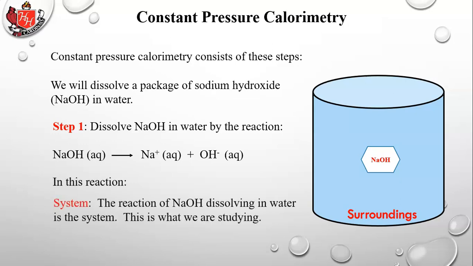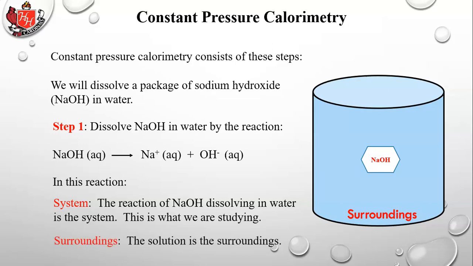In this reaction, the system. So now we've got to define what is the system and what is the surroundings. The system is the reaction of the NaOH dissolving in water. This is what we are studying. So it's not the NaOH itself. It's not the mass of the NaOH. It's the reaction. It's the breaking apart of those Na and OH ions.